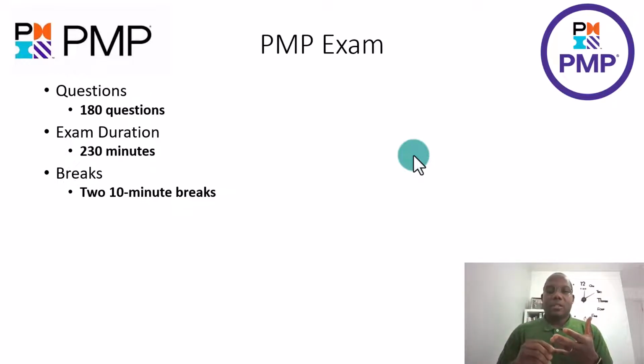How do you take this break? This break usually occurs after every 60 questions. So that means the exam is going to be in three parts. After the first 60 questions you have a 10-minute break. After the second 60 questions you have another 10-minute break. And when you come back after that, you just finish with the last 60 questions.